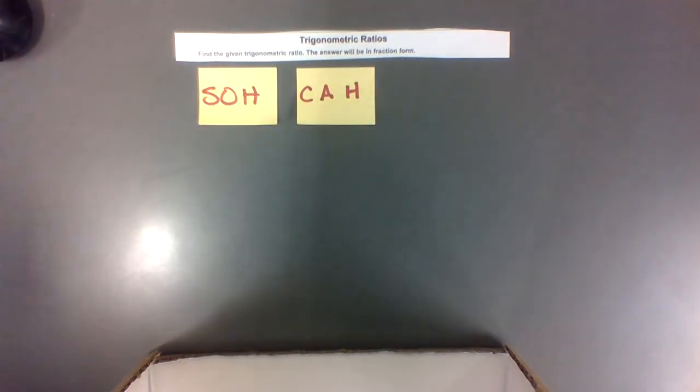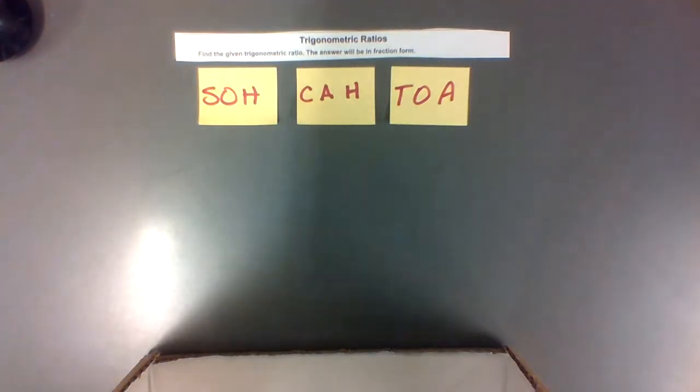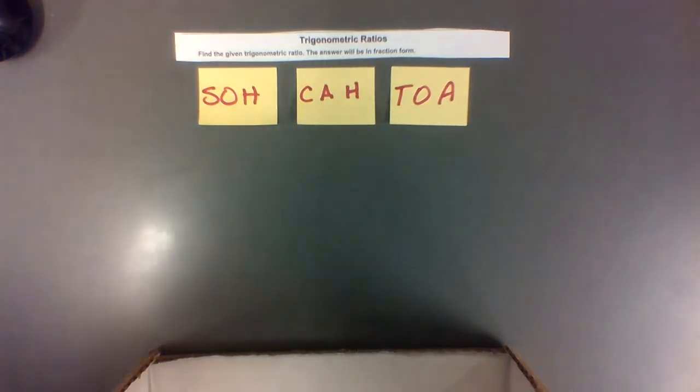is SOH. Sine equals opposite over hypotenuse. CAH. Cosine equals adjacent over hypotenuse. And TOA. Tangent equals opposite over adjacent.